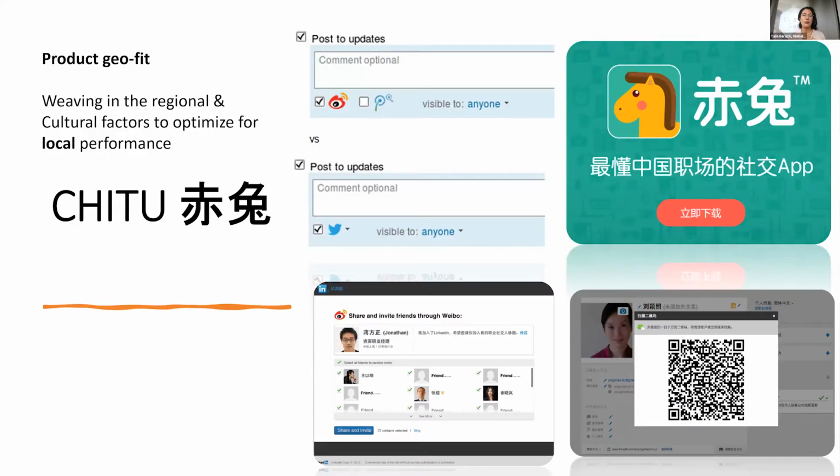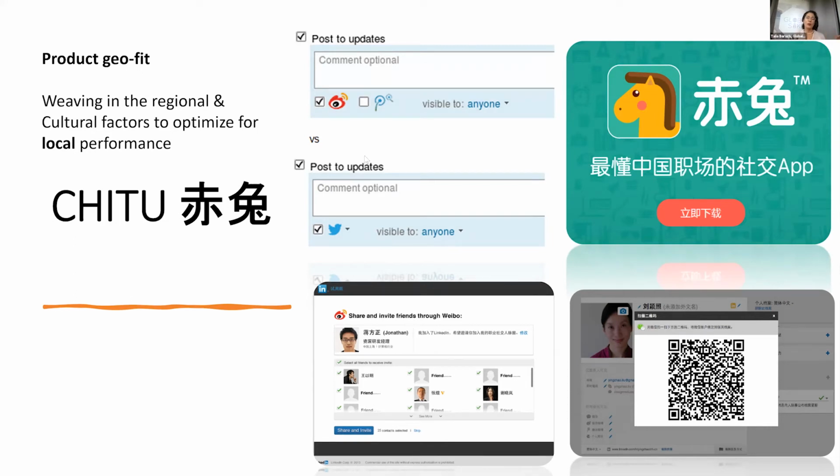From the perspective of 2014, we didn't go in as LinkedIn. We actually went in as Chitu, which at least at the time, few people knew was actually LinkedIn. It was powered by LinkedIn's data, but it was perceived as a very native local app.